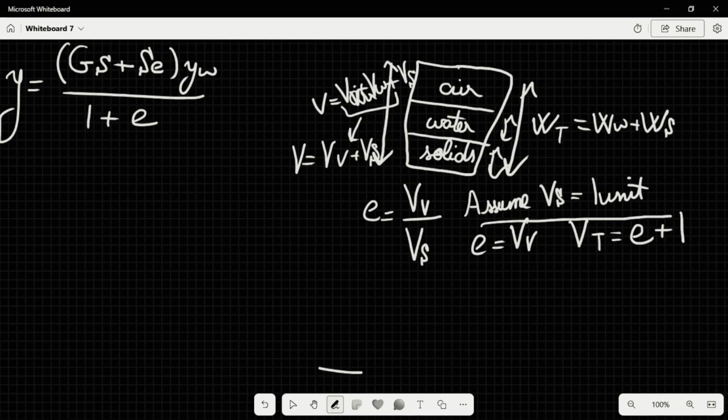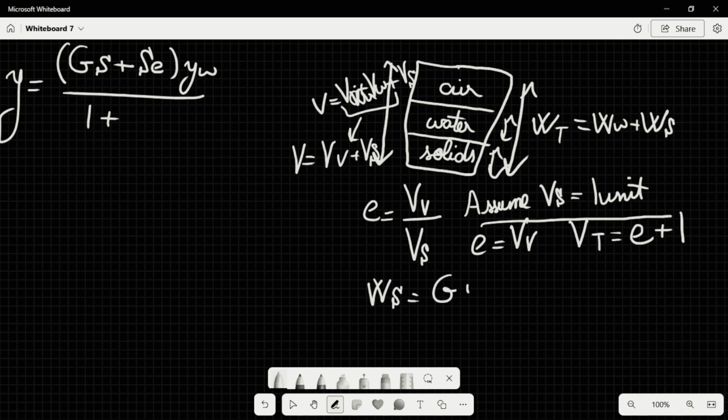Alright, so previously we proved that the weight of solids is equal to the specific gravity of solids times the unit weight of water. We also proved that, by assuming that Vs is equal to 1 unit, we can write the volume of the entirety of our soil sample as E plus 1. Now we need to prove this formula.